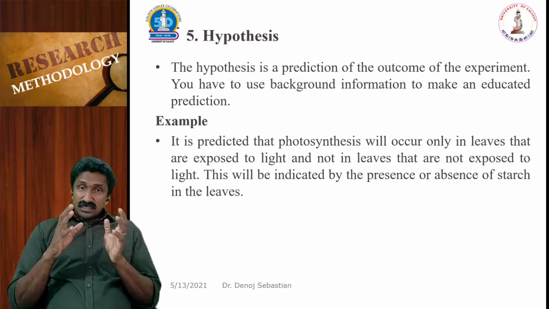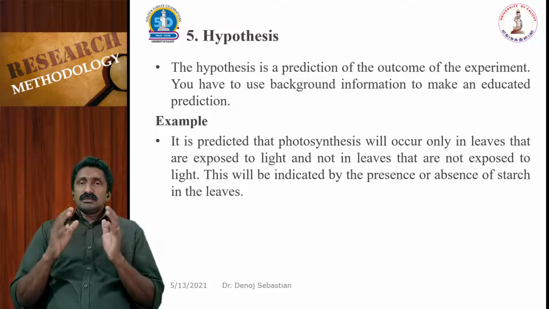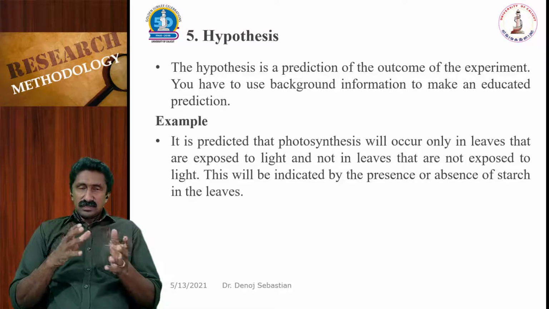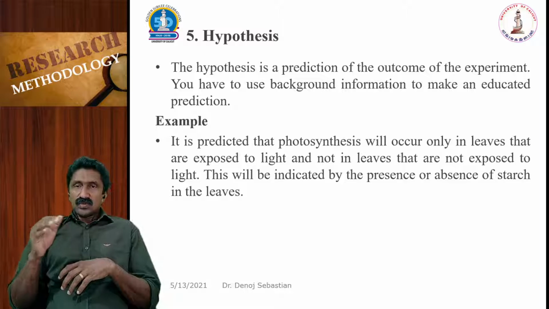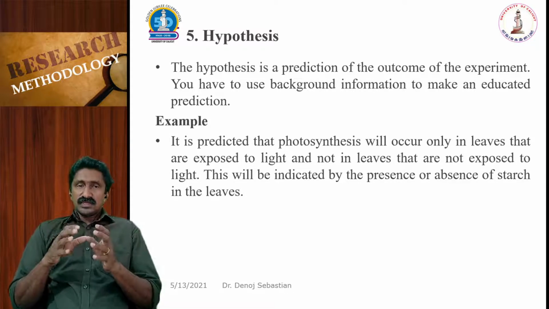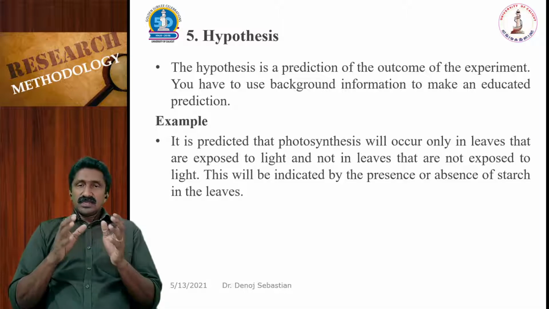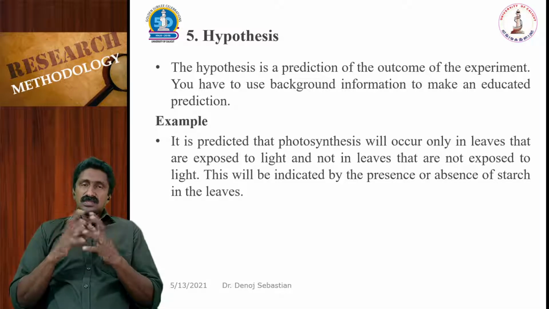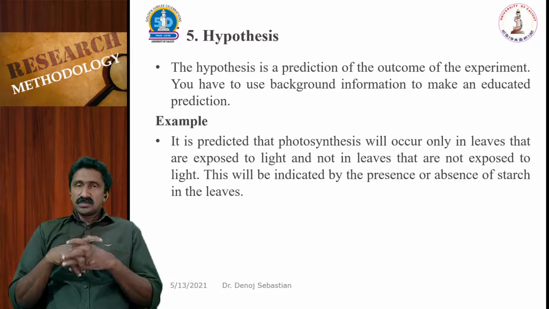Hypothesis is a prediction of the outcome of the experiment. You have to use background information to make an educated prediction. Take the example: it is predicted that photosynthesis will occur only in leaves that are exposed to light and not in the leaves that are not exposed to light. This will be indicated by the presence or absence of starch in the leaves. So this is the hypothesis, and that can be tested using experimental methodology.